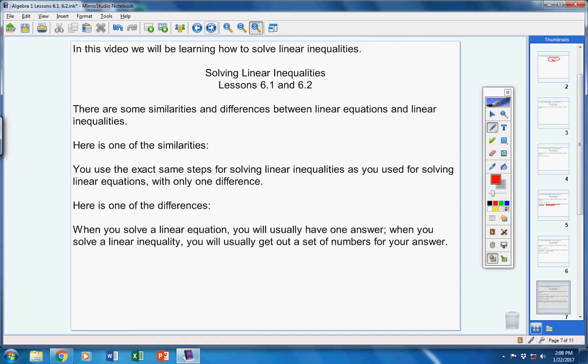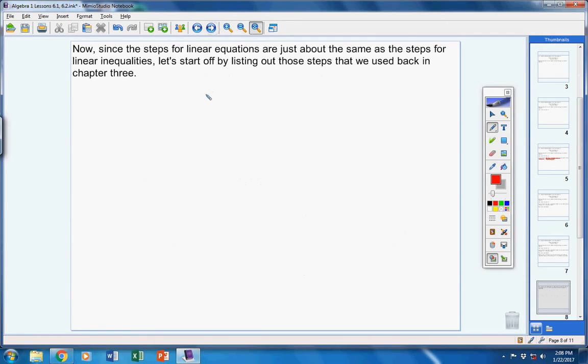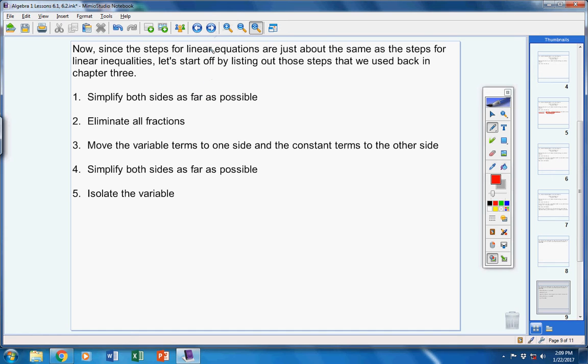Alright, that's a difference. Now, since the steps for linear equations are just about the same as the steps for linear inequalities, let's start off by listing out those steps that we used back in chapter 3. Okay? I do want you to write these in your notes, so please copy them down. I'm going to move on like I always do, so pause the video, copy these down, and then move on.